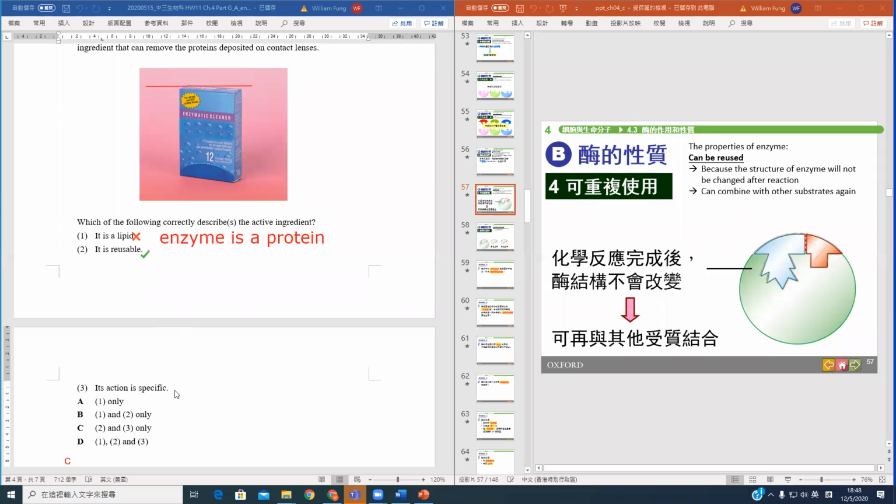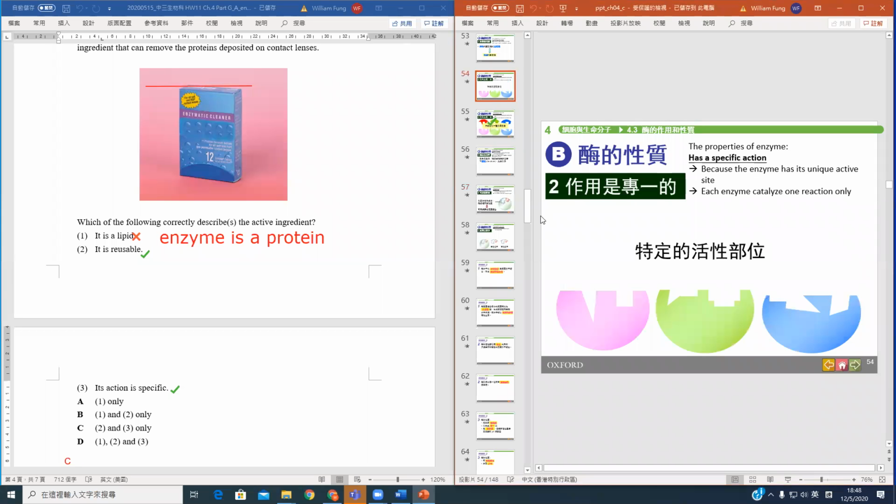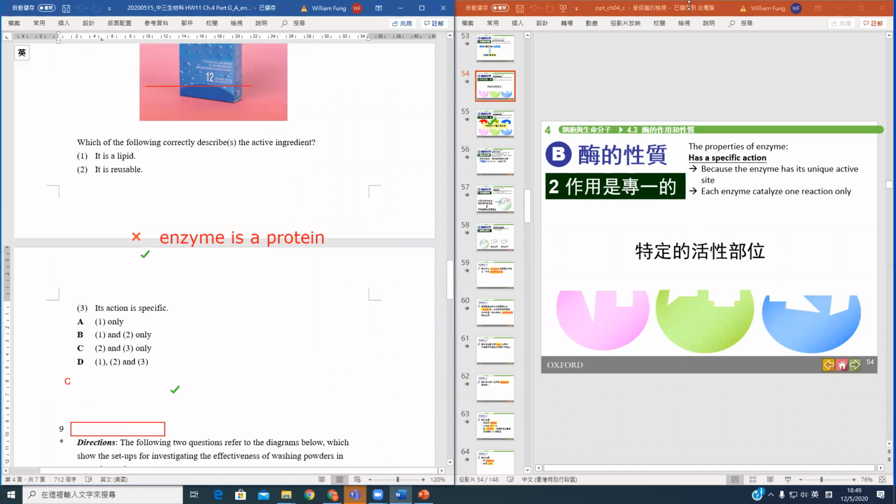The action is specific. Specific action. Take a look at this. This is one of the important characteristics of enzyme, specific action. So the answer is C. Question 8 is C.